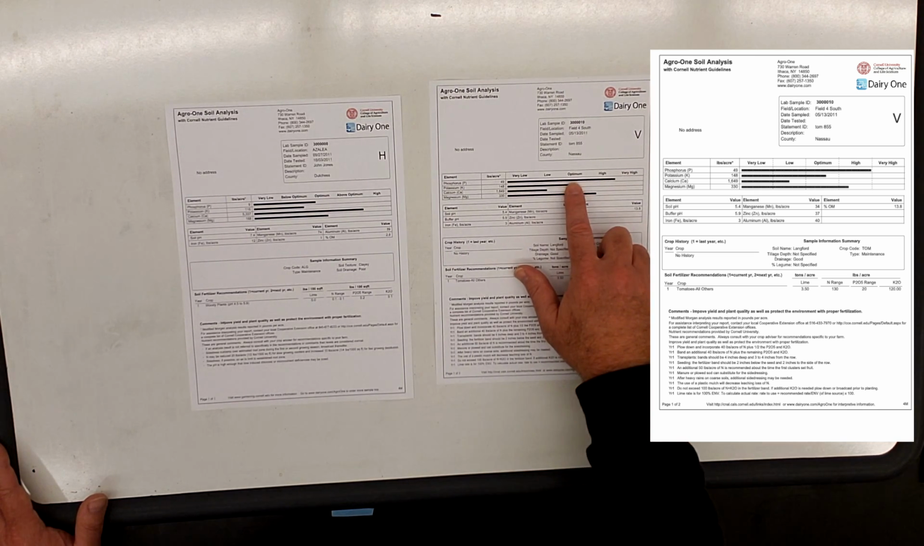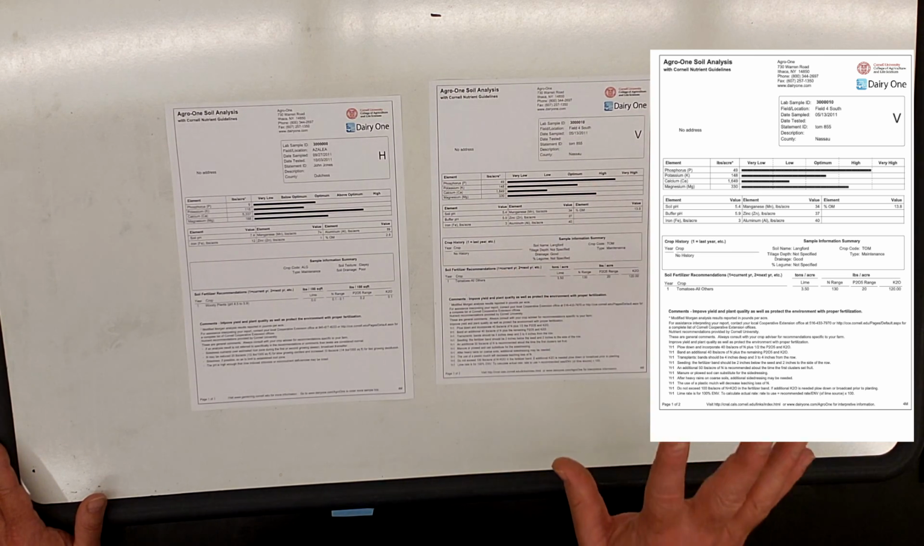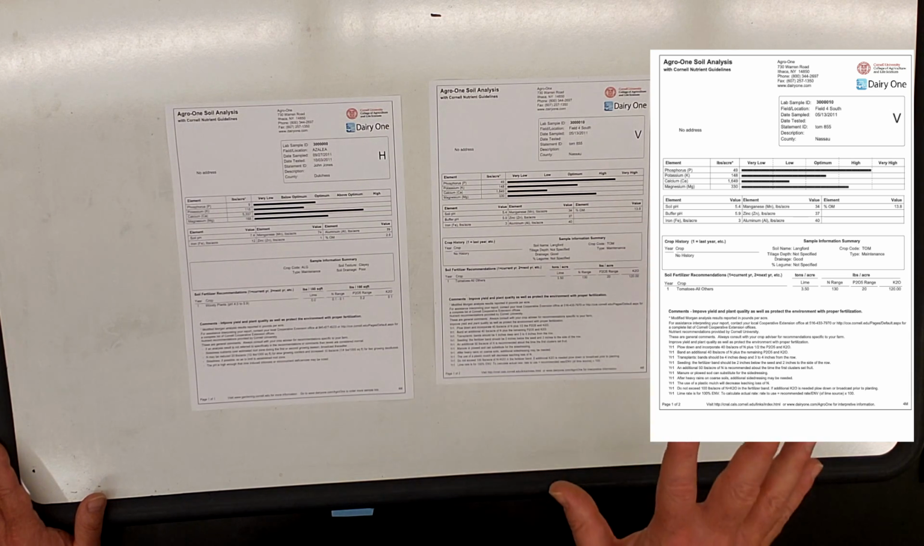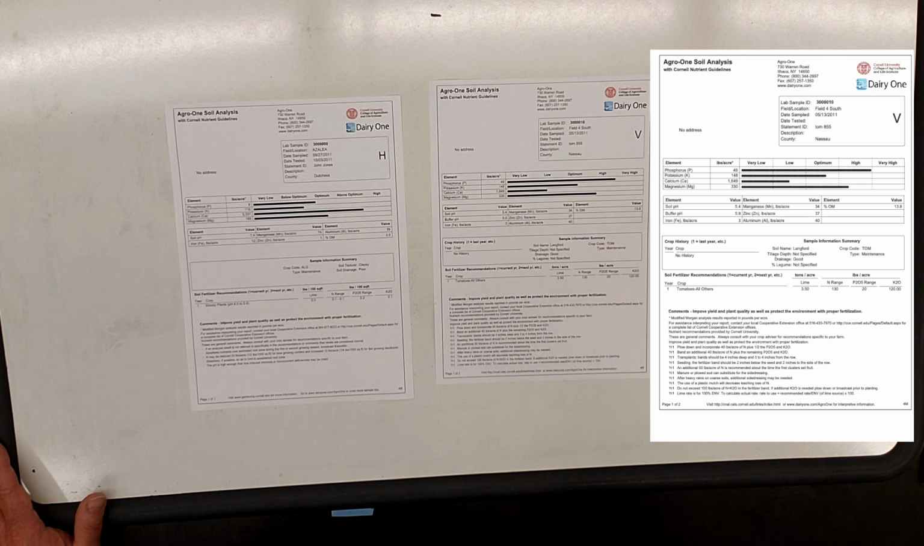So when you see optimum, and I also should note that on the results, sometimes instead of saying optimum, it will say medium. But optimum, medium basically mean that sort of middle road. This is where you're trying to target for your plants right now.